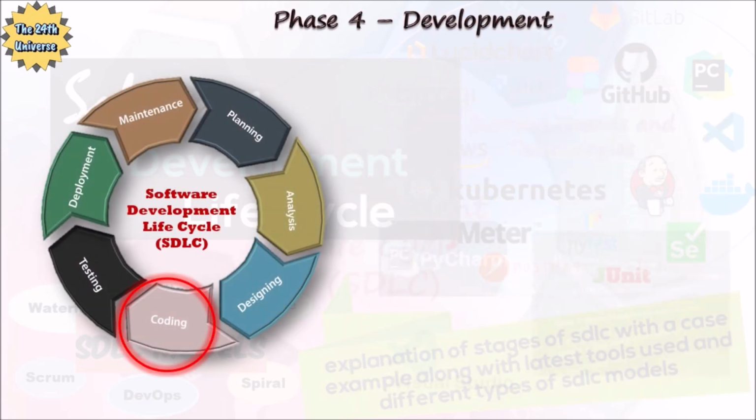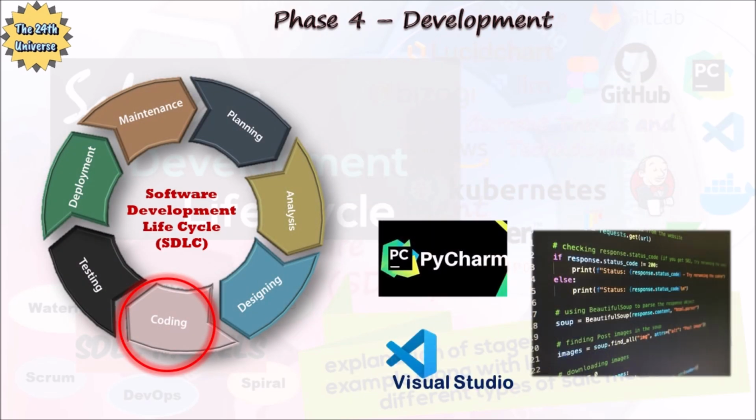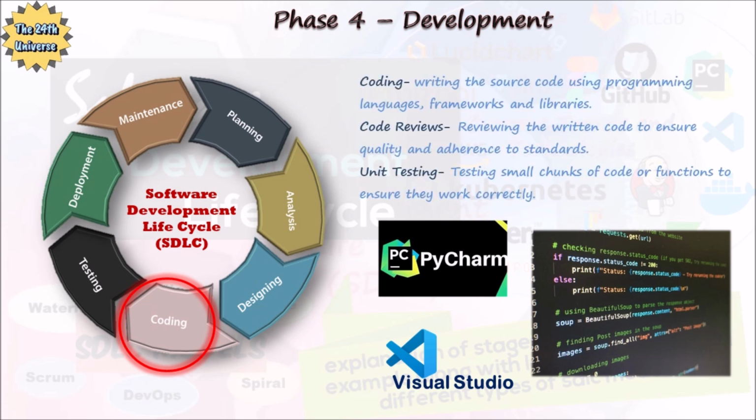Development is where the actual coding happens based on the design documents. This phase involves both front-end and back-end development and follows the coding guidelines established earlier. The key activities involved here are coding, that is writing the source code using programming languages, frameworks, and libraries. Code reviews, reviewing the written code to ensure quality and adherence to standards. Unit testing, testing small chunks of code or functions to ensure they work correctly.